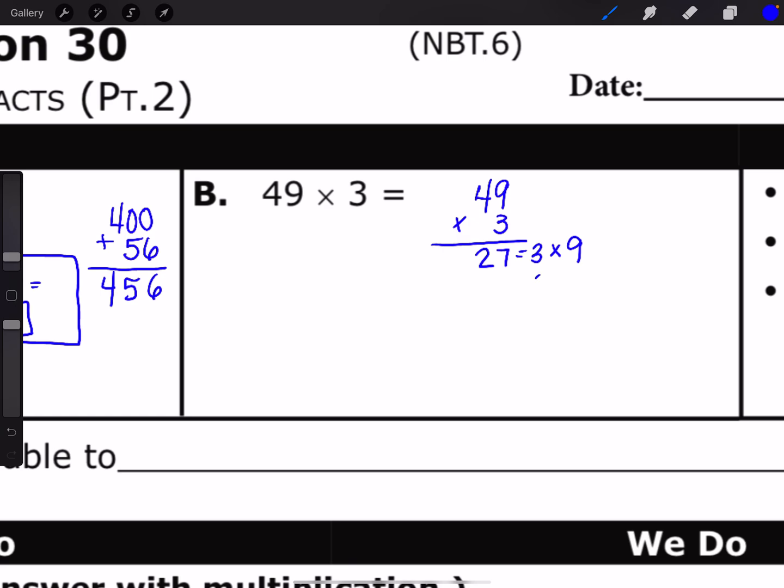And then we have 3 times 40. Again, we can take that 0 off for a second. 3 times 4 is 12. We need to replace that 0, and it's 120. We add those partial products together. 7 plus 0 is 7. 2 plus 2 is 4. 1 plus 0 is 1. So our product for 49 times 3 is 147.